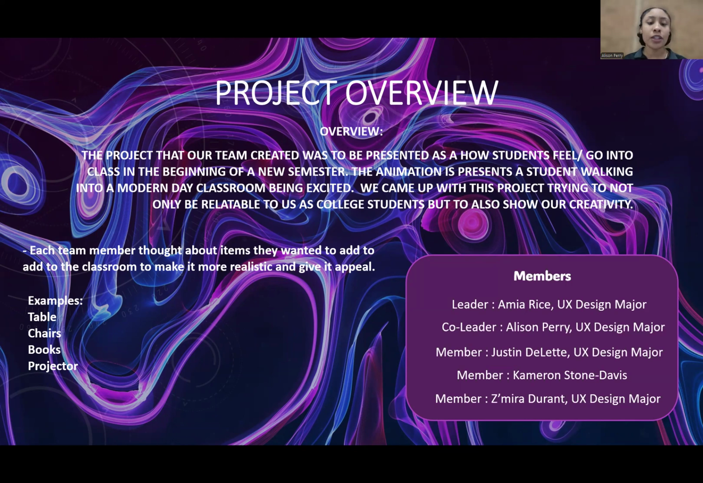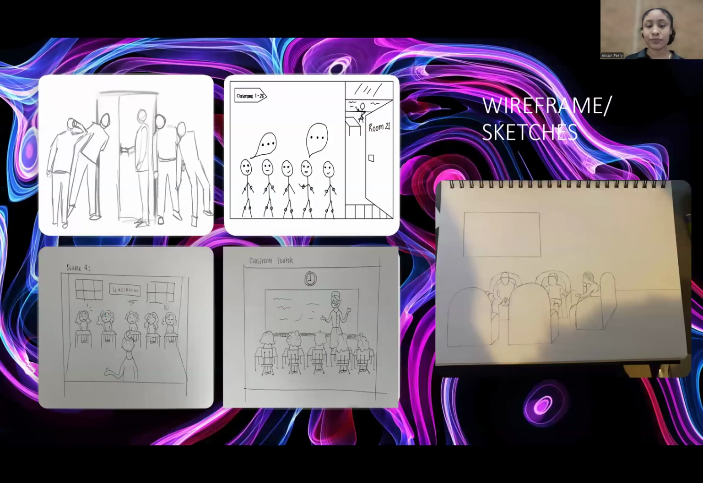So each team member thought about each item that they wanted to add inside of the classroom to make it more realistic and give it that visual appeal. Different examples of that we used inside of our classroom animation were the table, chairs, books, projector, and all sorts of things like that. The members within our group were our team leader, Amia, me as the co-leader, and then we have our three members, Justin, Cameron, and Zamira.